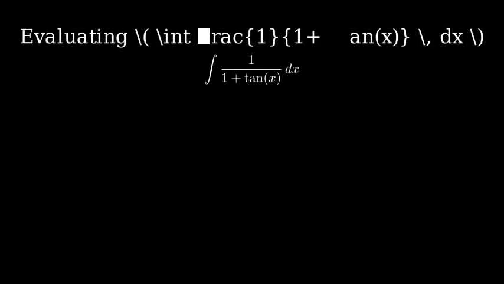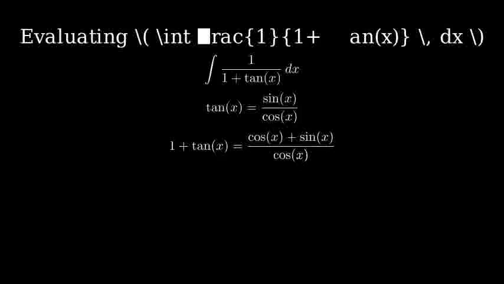In this case, let's consider the trigonometric identity for tangent. Tangent of x is sine of x divided by cosine of x. With that in mind, the denominator in our integral, 1 plus tangent of x, can be rewritten using this identity. Doing so, we see that 1 plus sine of x over cosine of x is the same as cosine of x plus sine of x all divided by cosine of x.